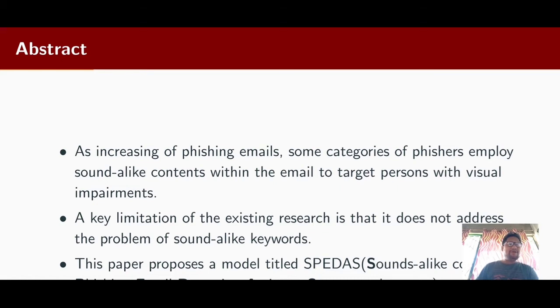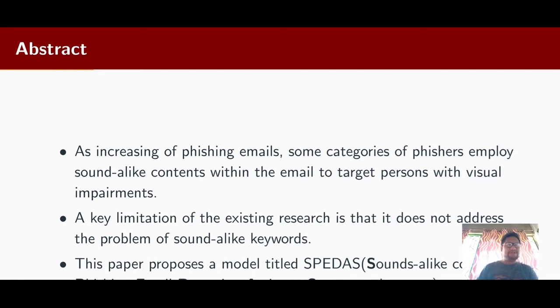And nowadays attackers primarily target persons with visual impairment, because attacking them is very easy, because they cannot see the content of the email. They use a screen reader to read the content. So in this momentum, anti-phishing models also came into the picture.